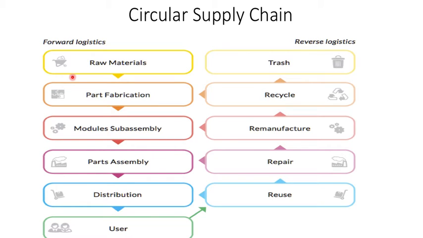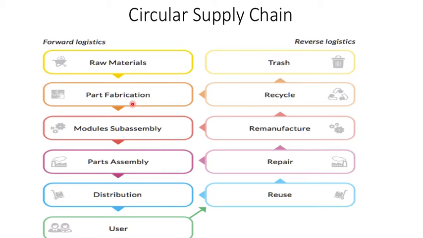For example, Apple, the company, not the apple as a fruit. Apple company wants to get goods from China, so China to US. First they are going to select the supplier, and from the supplier they select the raw material. Then the part fabrication is like assembling.